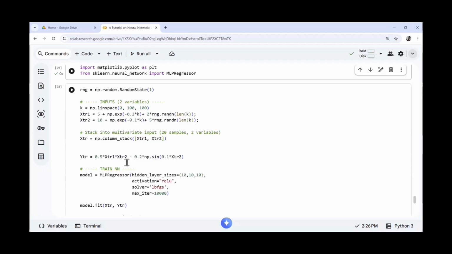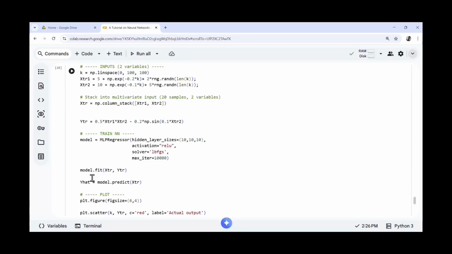Then using this data, we can train a neural network model. Here we define the model using the MLPRegressor function, where we consider 3 hidden layers. For each hidden layer, the number of neurons is chosen as 10, which we can adjust later on. The activation functions are chosen as ReLU. And the solver for the training problem is chosen as LBFGS. Now, using the training input and output, we can fit a neural network model to this data.